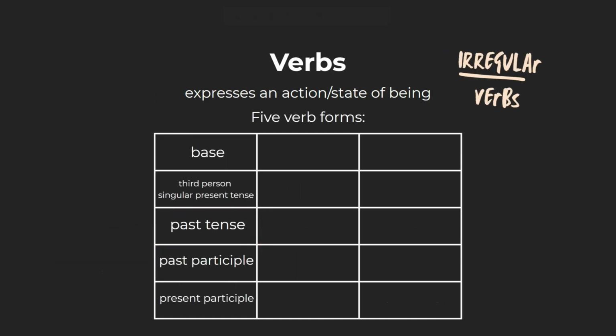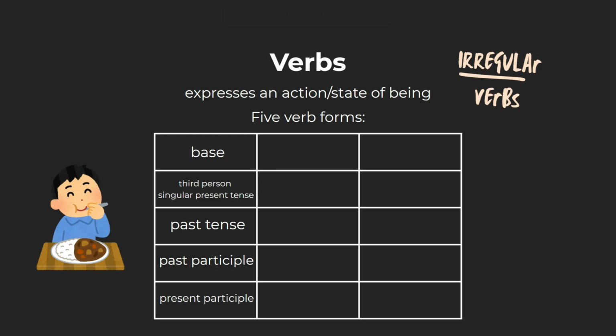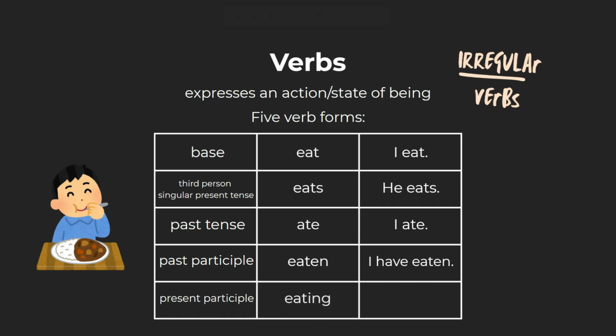For example, let's take a look at the word eat. With eat, we'd have the base form eat, "I eat"; the third person singular present tense eats, "he eats"; the past tense ate, "I ate"; the past participle eaten, "I have eaten"; and the present participle eating, "I am eating."